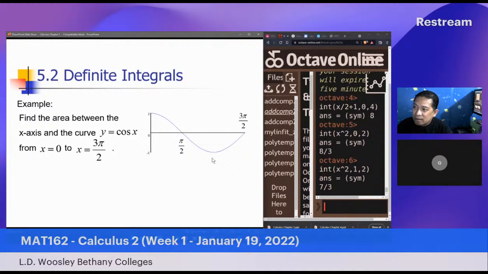Sige nga, kindly compute. This time naman, area between x-axis and y-axis, y is equal to cosine x from 0 to 3 pi over 2. Ayan, may radian measurement na tayo. So from 0 to 3 pi over 2.